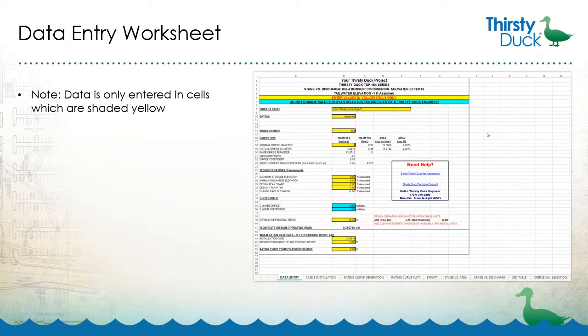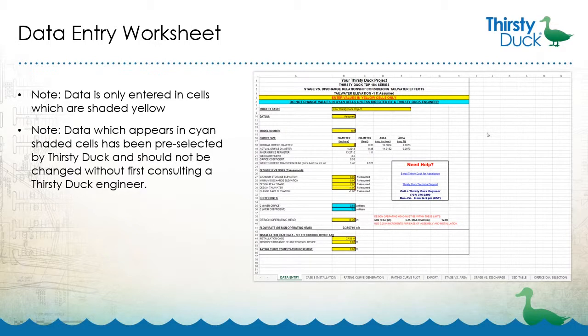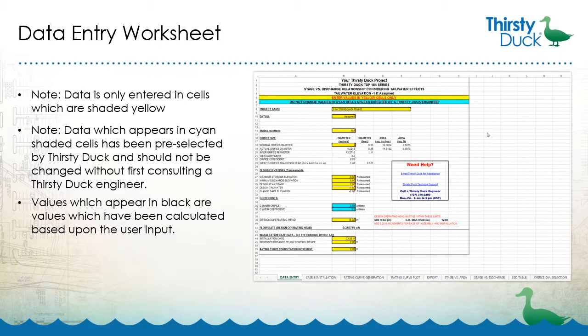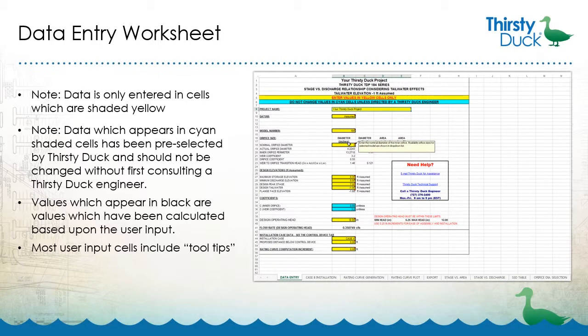Note that data is only entered in cells which are shaded in yellow. Data which appears in cyan-shaded cells has been pre-selected by Thirsty Duck and should not be changed without first consulting a Thirsty Duck engineer. Values which appear in black are values which have been calculated based upon user input. Most user input cells include tooltips. The tooltip will appear when the user hovers the mouse over the cell.